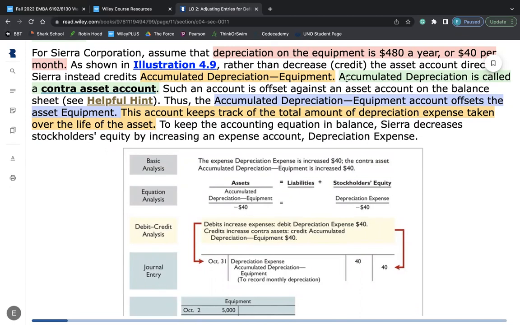Definitely look this up on the side. Contra asset account. These get a little tricky. Such an account is offset against an asset account on the balance sheet. Thus, the accumulated depreciation equipment account offsets equipment. This account keeps track of the total amount of depreciation expense taken over the life of the asset.